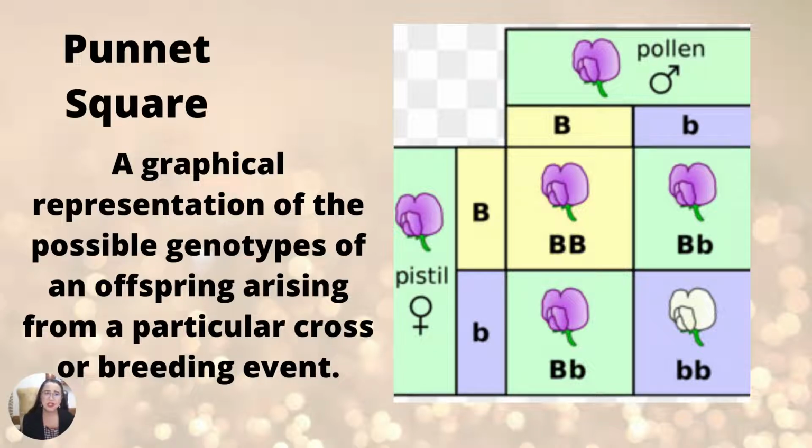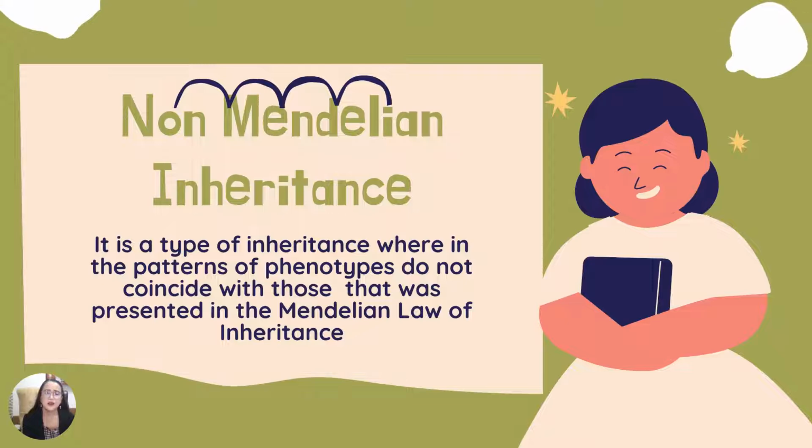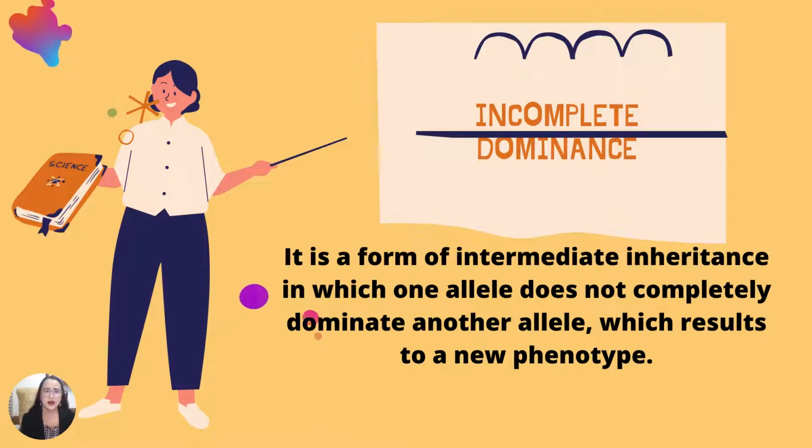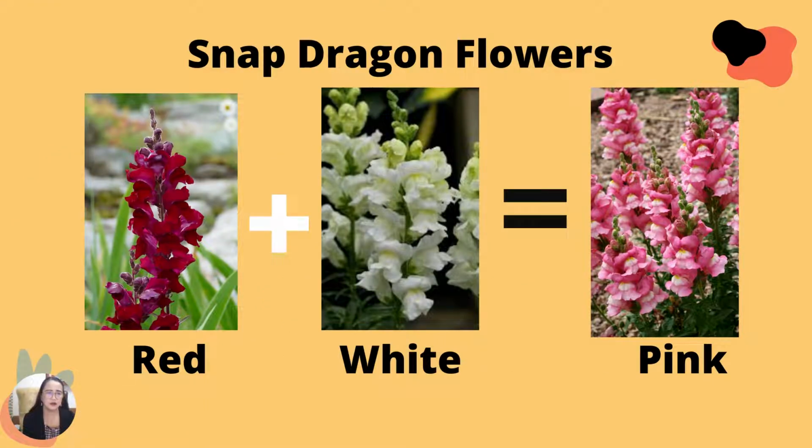So let's proceed now to the non-Mendelian patterns of inheritance. It is a type of inheritance wherein the patterns of phenotypes do not coincide with those that were presented in the Mendelian law of inheritance. First, we have the incomplete dominance. It is a form of intermediate inheritance in which one allele does not completely dominate another allele, which results in a new phenotype. An example of this can be observed in a snapdragon flower.